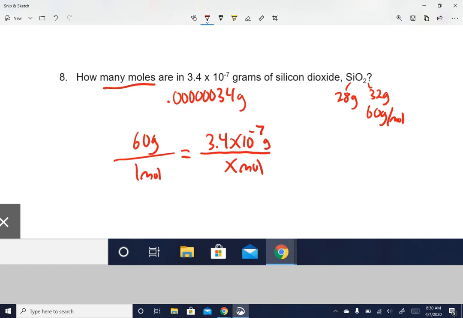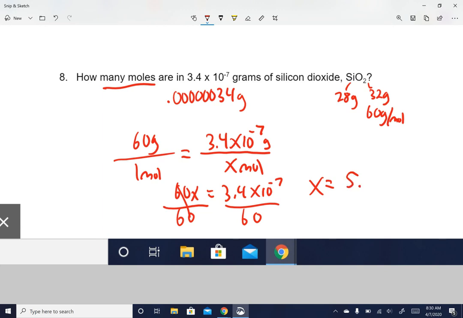How many moles? 60x equals 3.4 times 10 to the negative 7. Divide by 60, divide by 60. This number is going to be very small. All right, divide by 60, and we get 5.67 times 10 to the negative 9th moles. And if you were to write that out, it would be 0.00000000567.